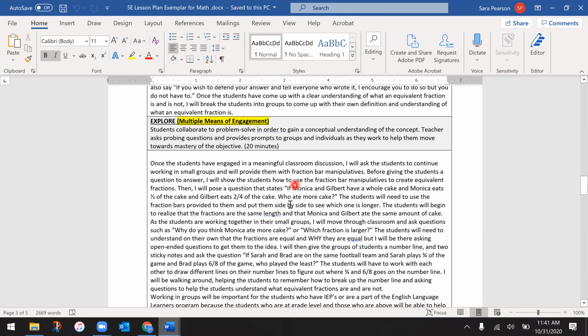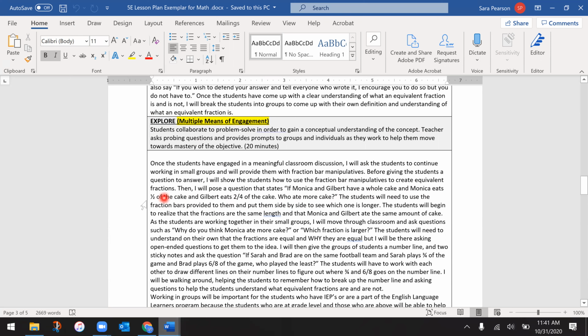So before I teach students about equivalent fractions, they're going to work through this problem and discover themselves that actually Monica and Gilbert ate the same amount of cake. They'll explore this using fraction tiles, drawing pictures, and this is how you would roll out the 5E lesson plan.